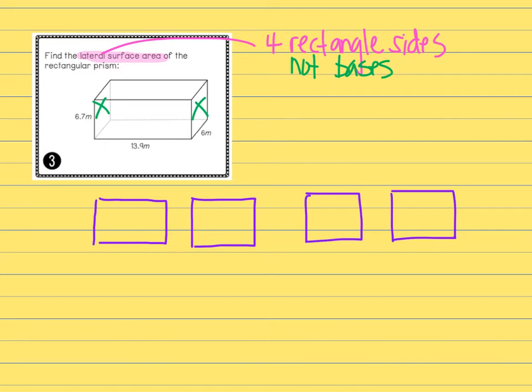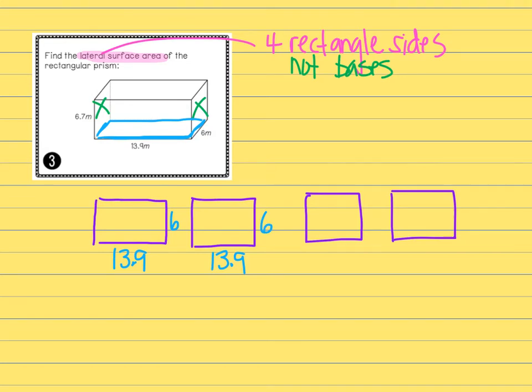Now I'm going to need the dimensions. So one of the rectangles, this piece, is 13.9, and then the number going the other way is 6. So I'm going to trace these 2. The top and the bottom would be the same size. So I'm going to write this down twice. 13.9 times 6. 13.9 times 6.